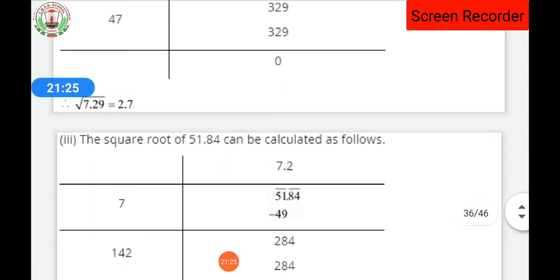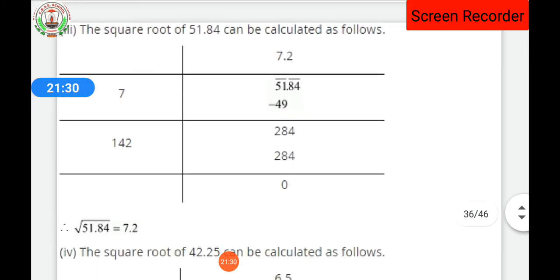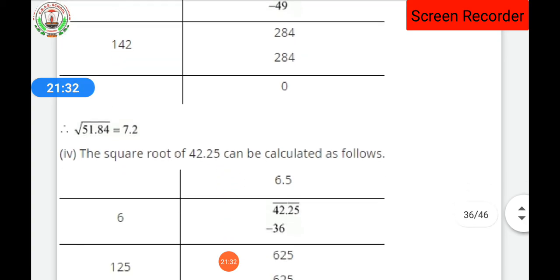Okay, here the third question's answers are given on the screen, you can see and calculate the answers. Clear?